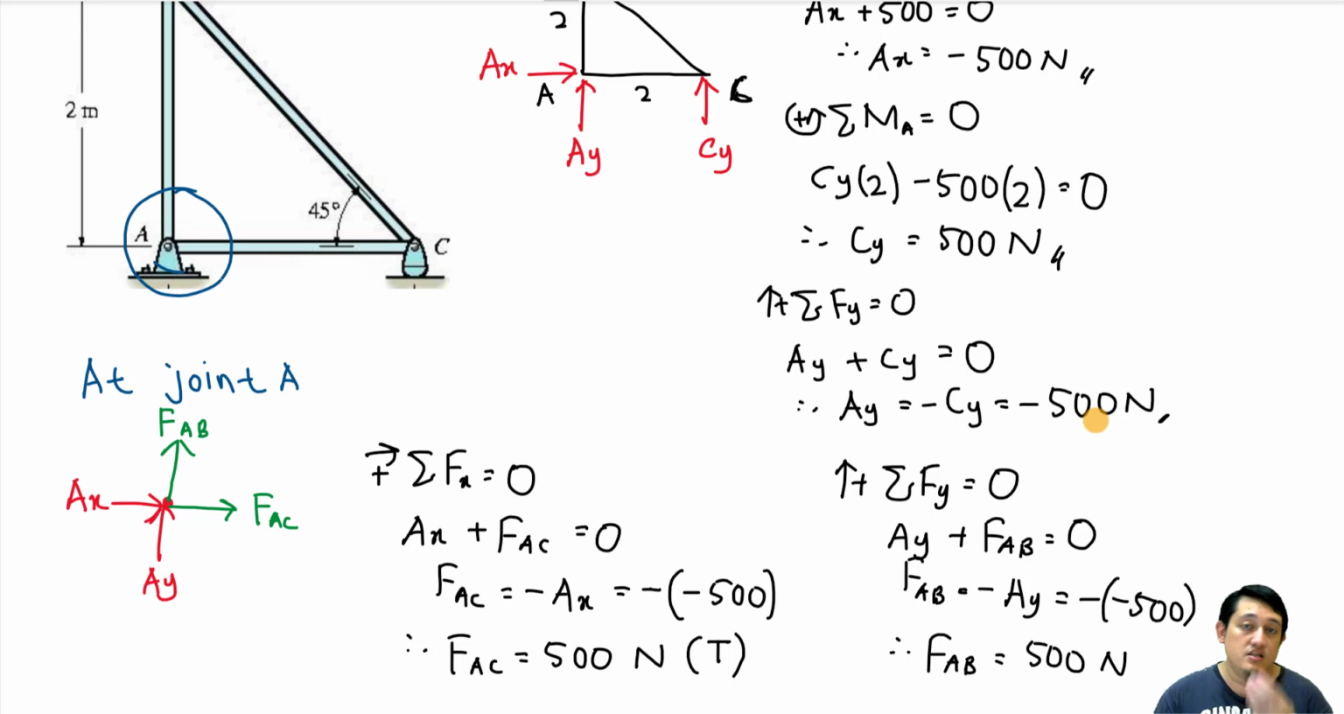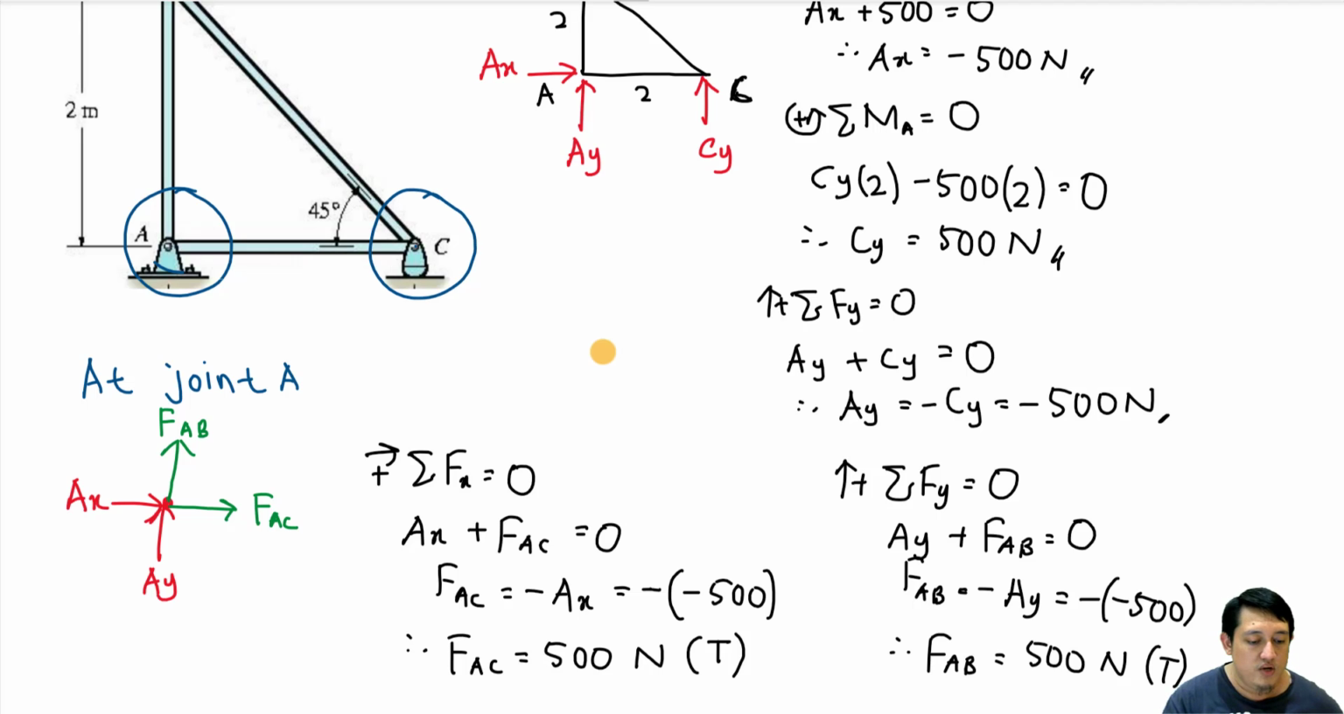Because the answer is positive, it means that our assumption of it being a tension is correct. So this one is also a tension. To make it easy, if the answer is positive, it is tension. If the answer is negative, it is a compression. Let's see whether we have a compression situation or not. Let's do the second one. Let's try to do method of joint at joint C.